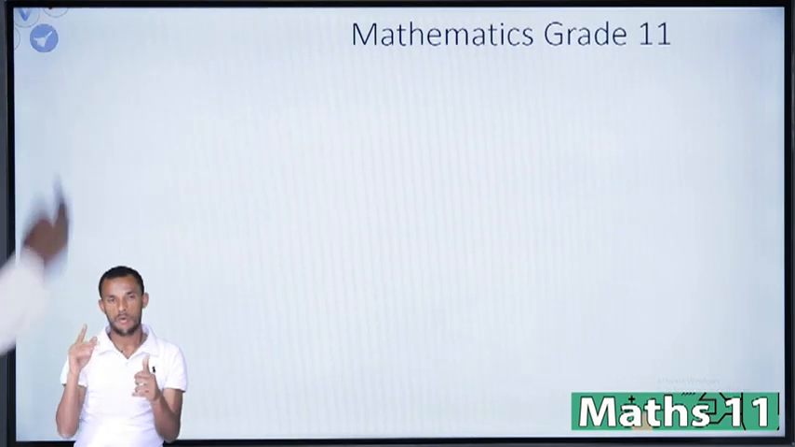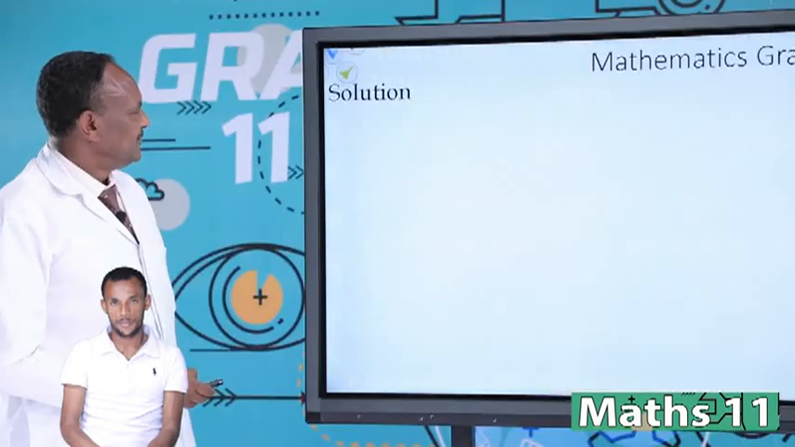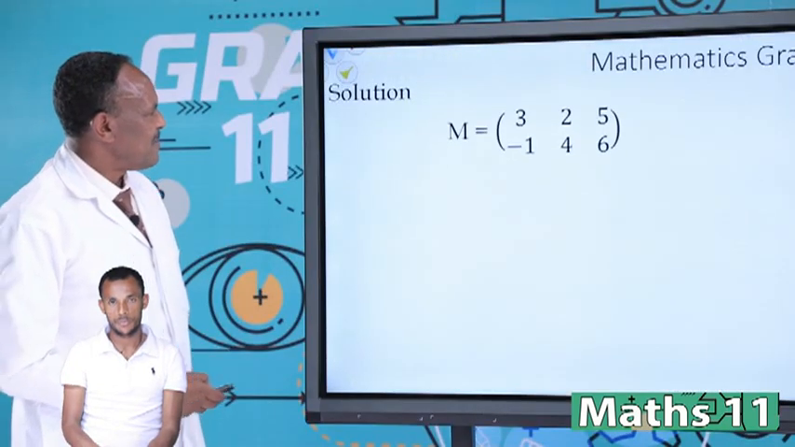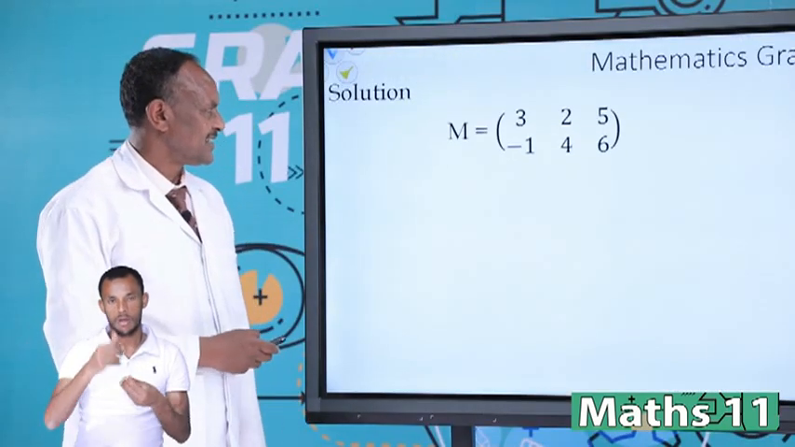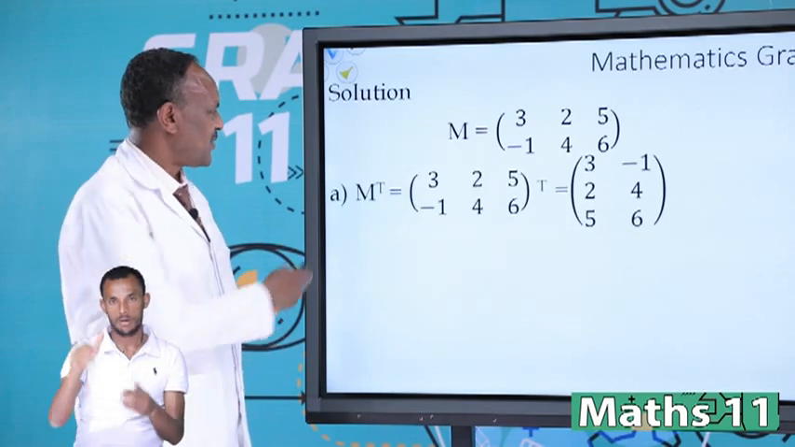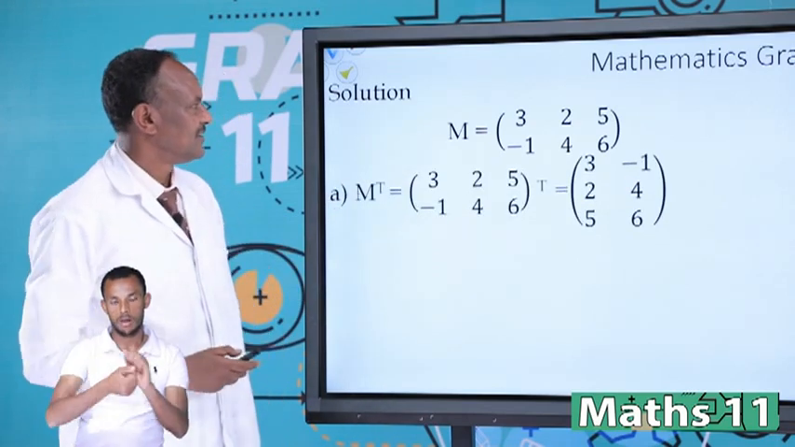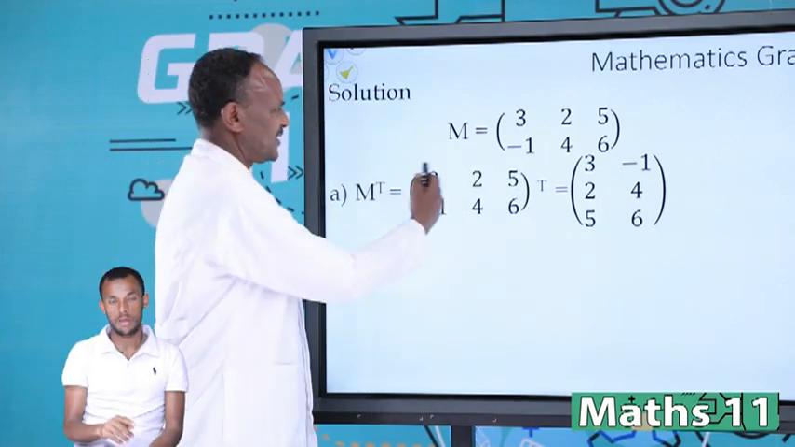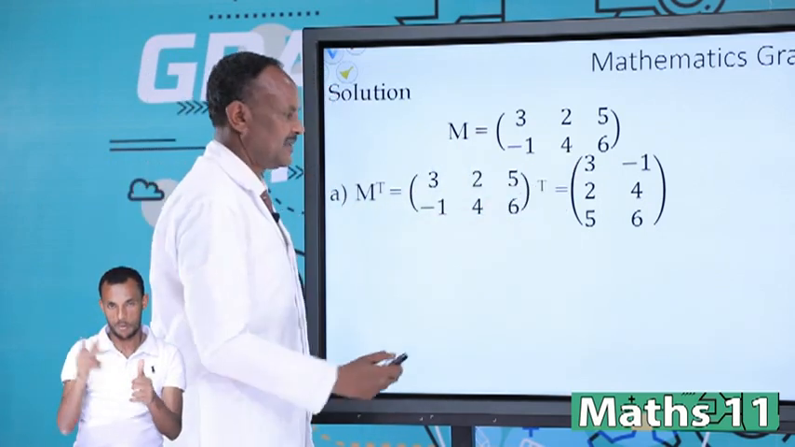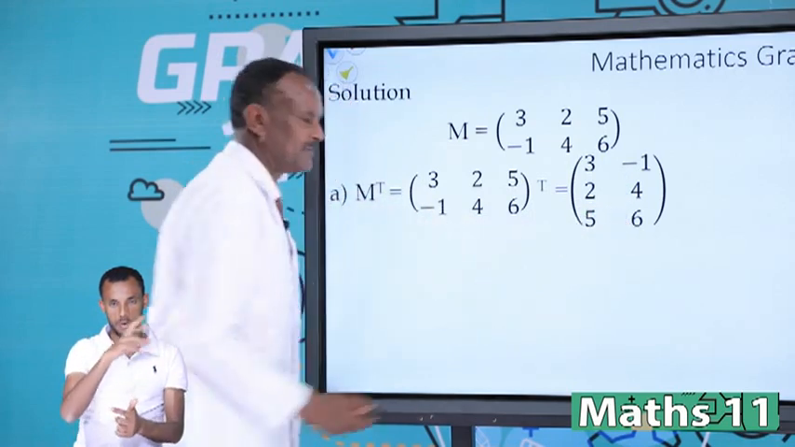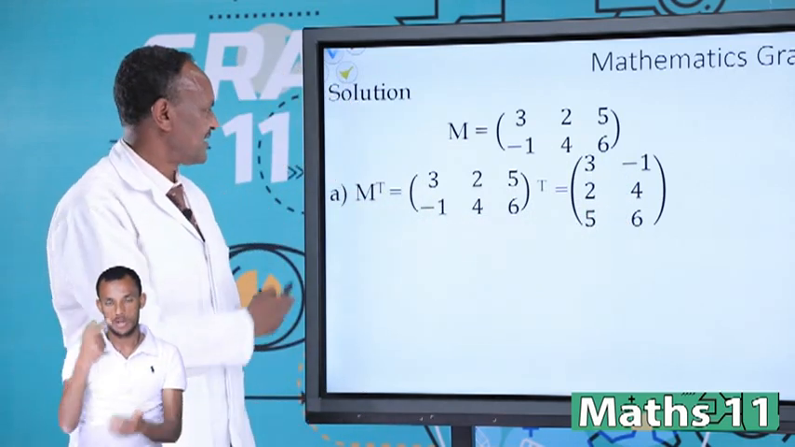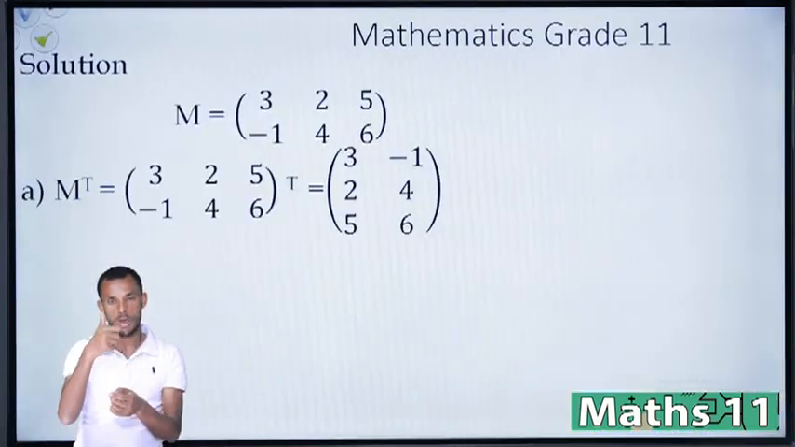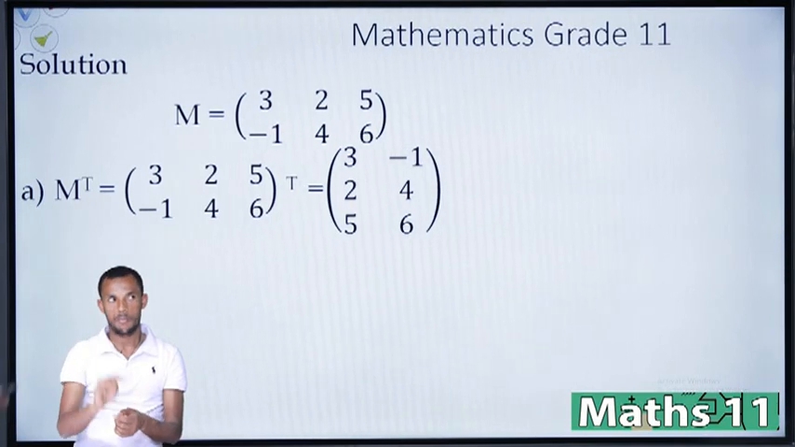For the first one, M was given as a 2 by 3 matrix. Then what is the transpose? This matrix must be transposed. So first row will be first column. Second row will be second column. This was the answer for A. What is the transpose of M?